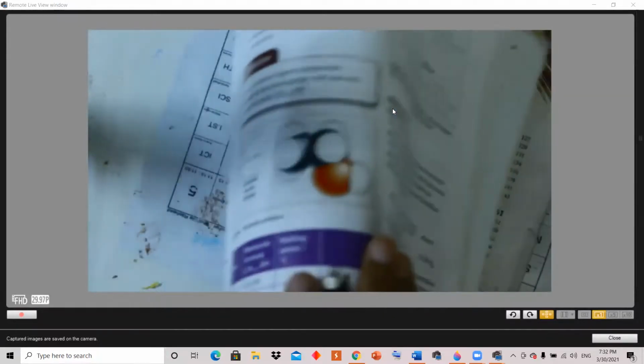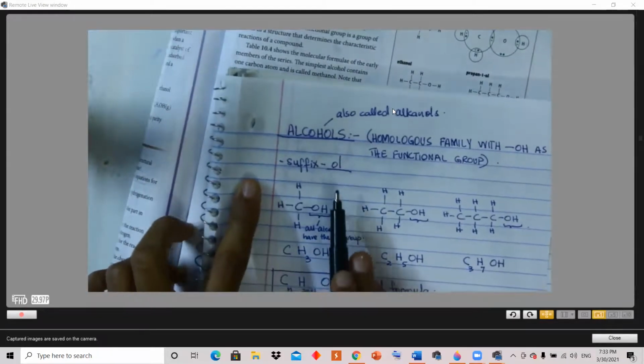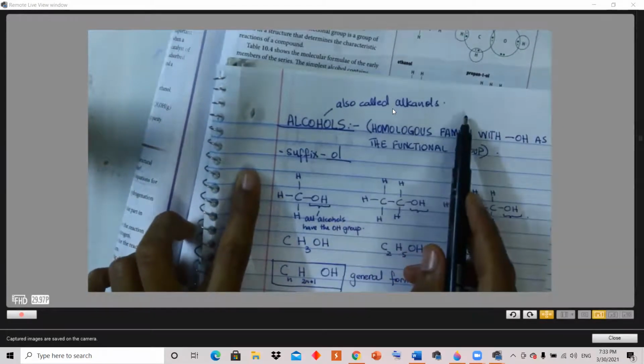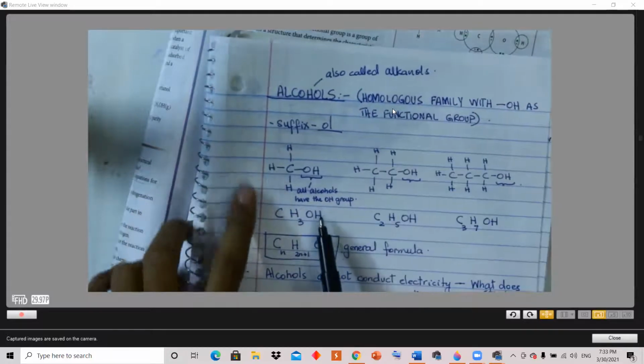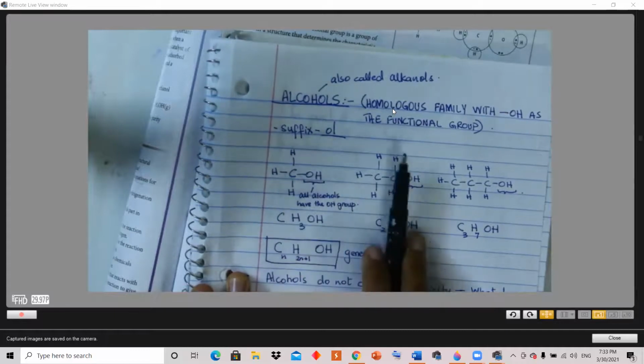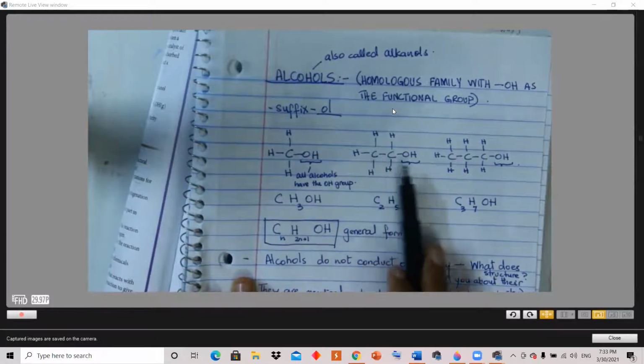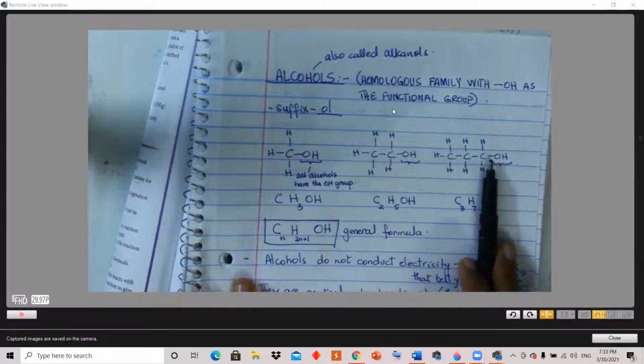Okay, alcohol is another homologous series, which has OH as its functional group. The suffix of its names is -ol. They're also called alkanols, and all the alcohols have the OH group. These are the first 3 members of the family: methanol, because it has 1 carbon, ethanol, because it has 2 carbon atoms, and propanol, because it has 3 carbon atoms.